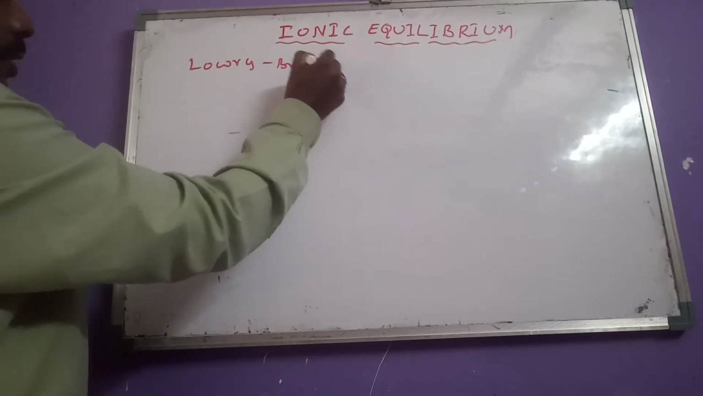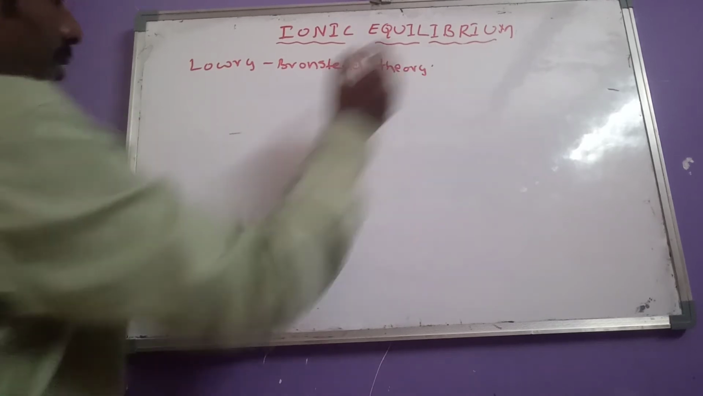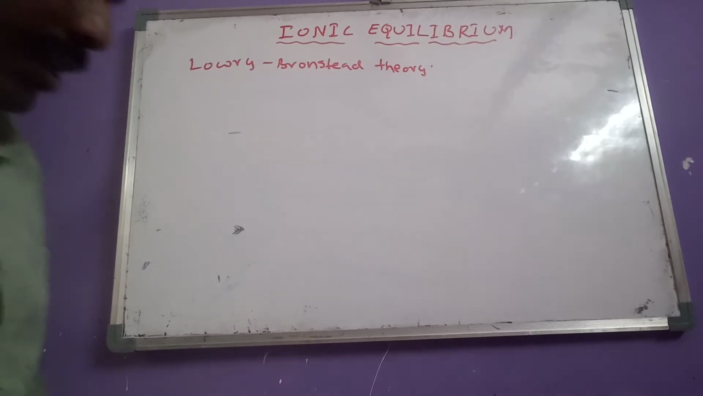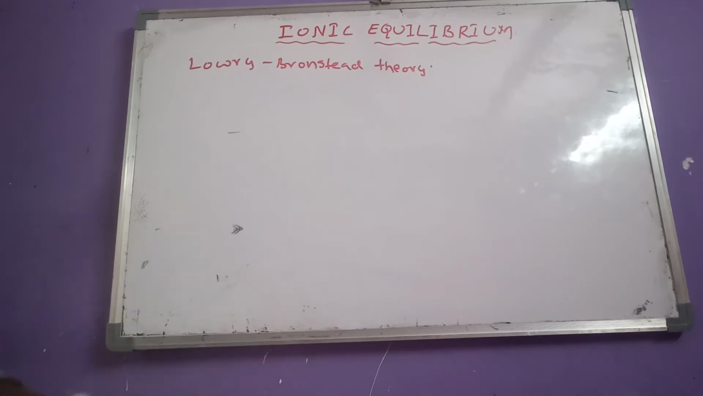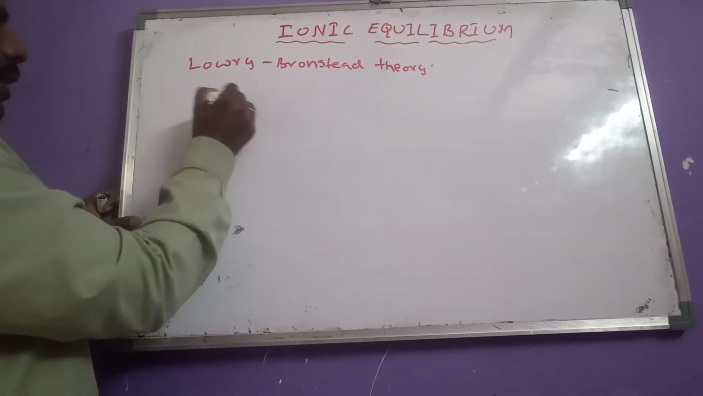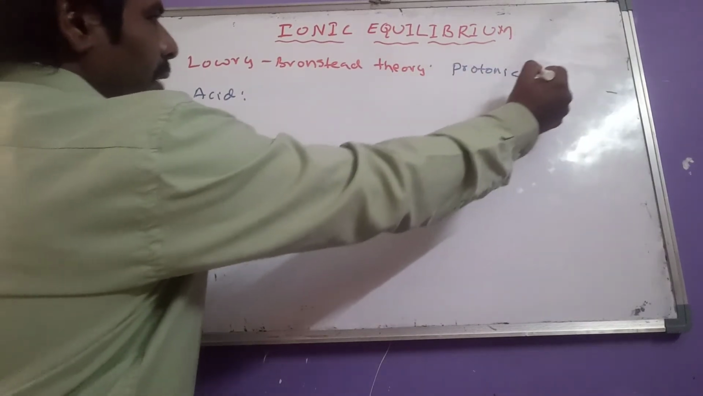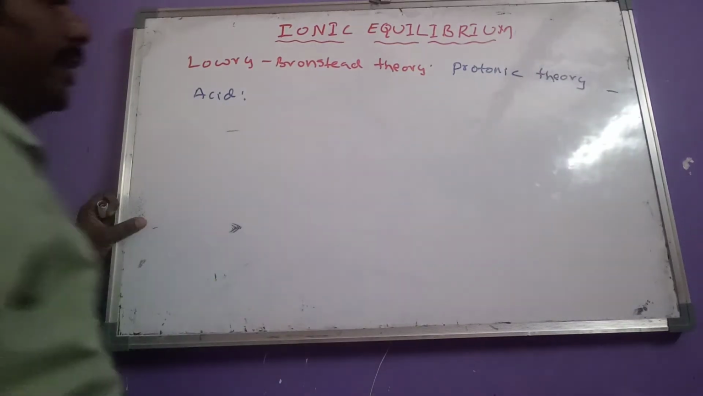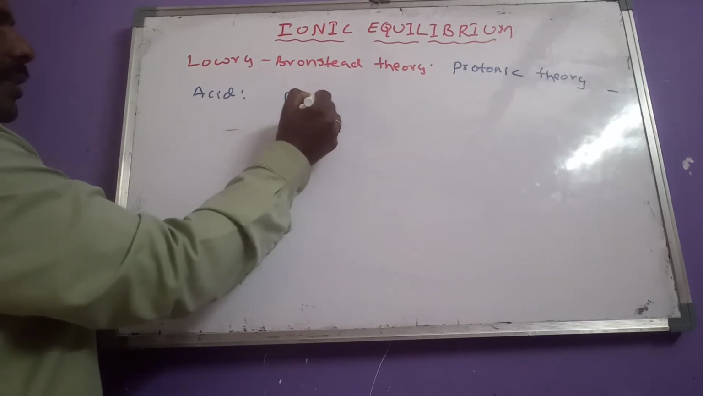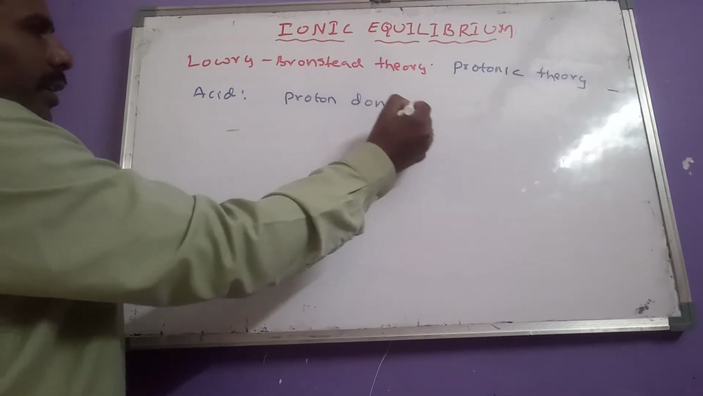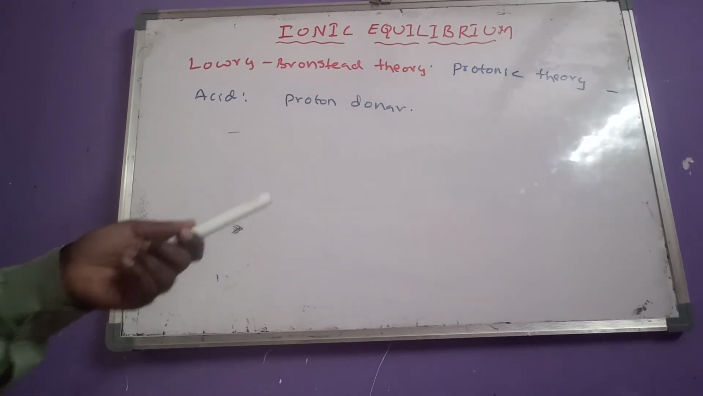Now the second theory was proposed by Lowry and Bronsted. At the same time, both scientists proposed the same concept, so this is known as Lowry-Bronsted theory. Let us see what are acids and bases here. First, acid. This theory is also known as protonic theory. According to Lowry-Bronsted theory, the substance which donates a proton is known as an acid. A proton donor is an acid.